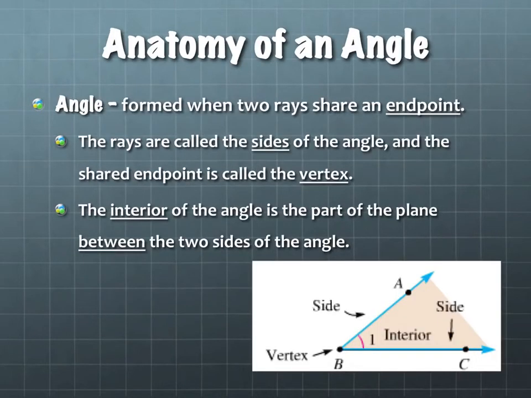All right, so let's move a little bit away from that, and we're going to talk about angles for a bit. First, we're going to break down the anatomy of an angle. An angle is formed when two rays share an end point.